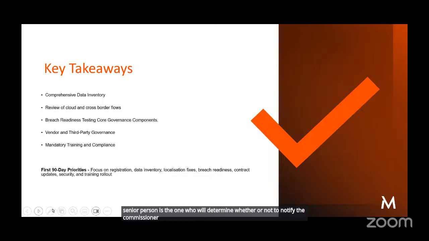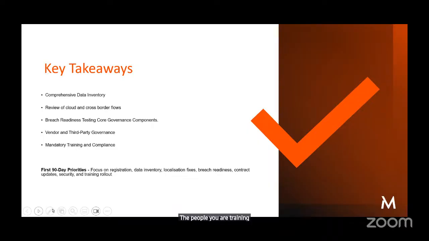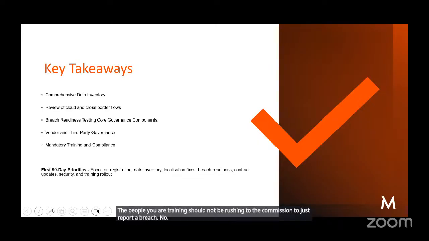The notification is not just anyone within the organization. You need to have something within the team where, when you are training them, the people you are training should not be rushing to the commissioner to just report a breach. No, they need to know the structures. Who do they report breaches to? And that particular person will make an assessment on whether or not the breach is notifiable. So that's something that's important.